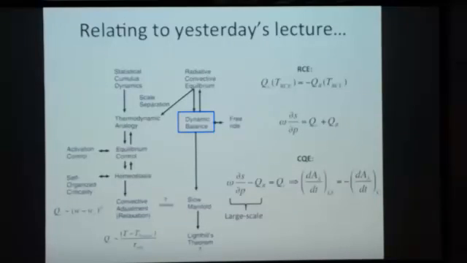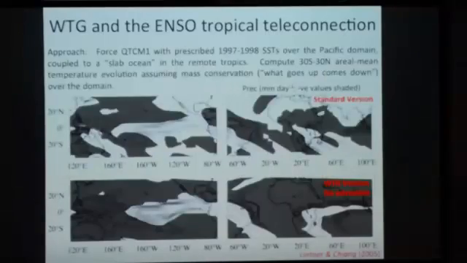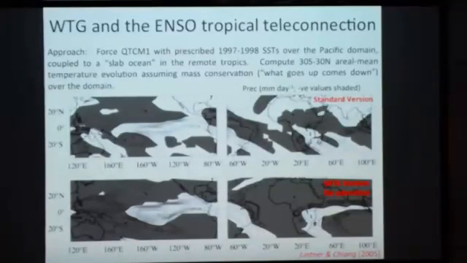but that turns out to be not so straightforward. So I'm almost done with the first part, so although we're technically at the break, I'll just finish the next couple of slides and then we can come back. And that's to circle back to the ENSO tropical teleconnection and think about it in the context of WTG.